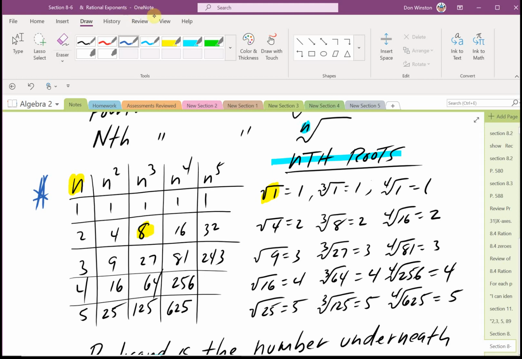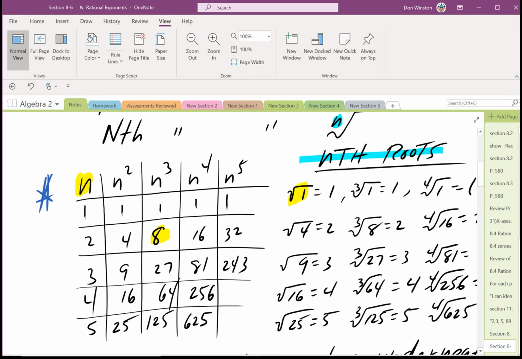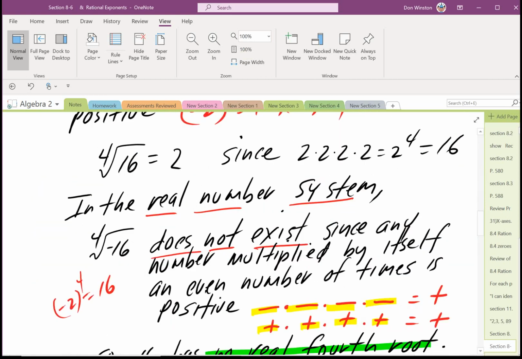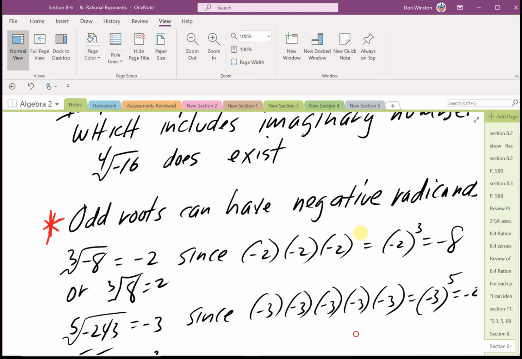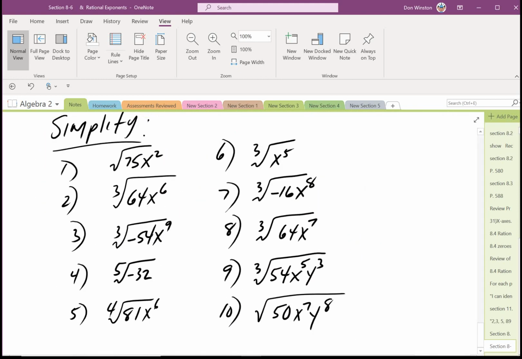All right, so your homework then, let's take a look at what you have to do. As you're doing your homework, go back over the lesson, look at the examples here. I want you to simplify those 10. Write them on a separate sheet of paper and then submit it.